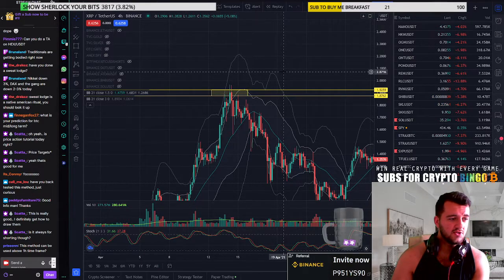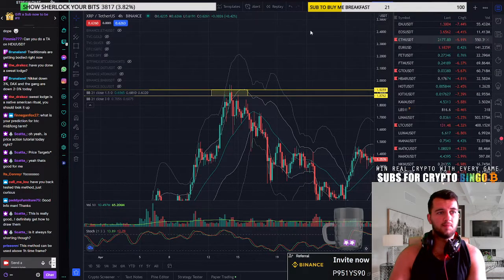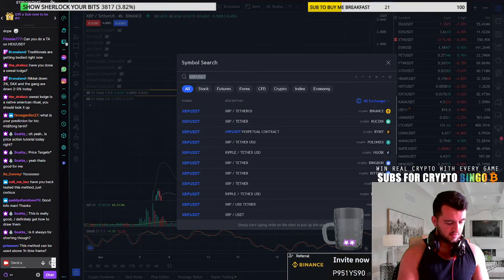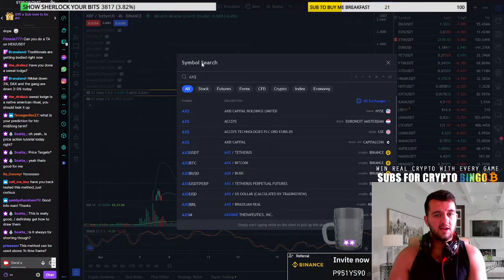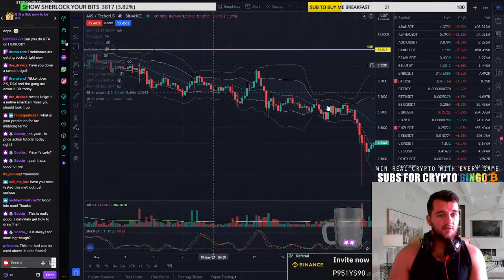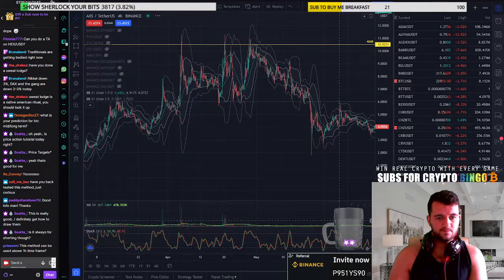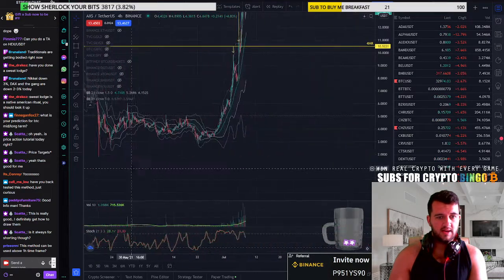I definitely get how to draw them. Is it always for shorting though? No. So if we pull AXS back up, you can see that on the 4 hour, it's especially prominent on the 4 hour, right? If we go back. There we go.